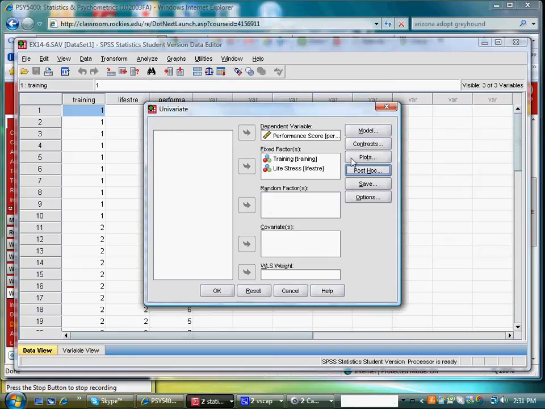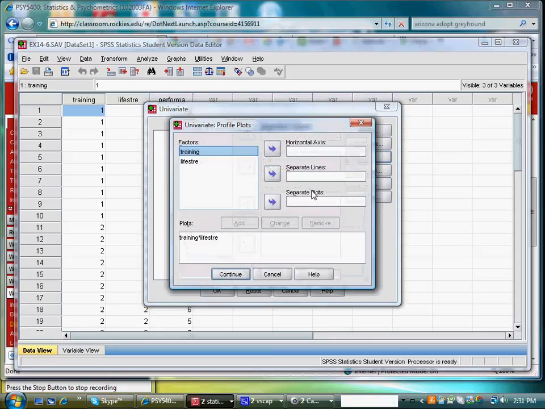Now the other thing that's helpful very often is to look at graphs. And I'm actually going to do this from the start. You can do a graph that shows you the means for each of these things and each of the groups. So what we'd really like to do would be to put training as the horizontal axis and life stress as separate lines. This will make a lot more sense when you see what that output looks like. And you always have to click add and see it down here, otherwise it won't make that graph. Many times I've forgotten to click add and hit continue, and you'll get a pop-up error message. Just make sure you put add here and you'll get there. Click continue.